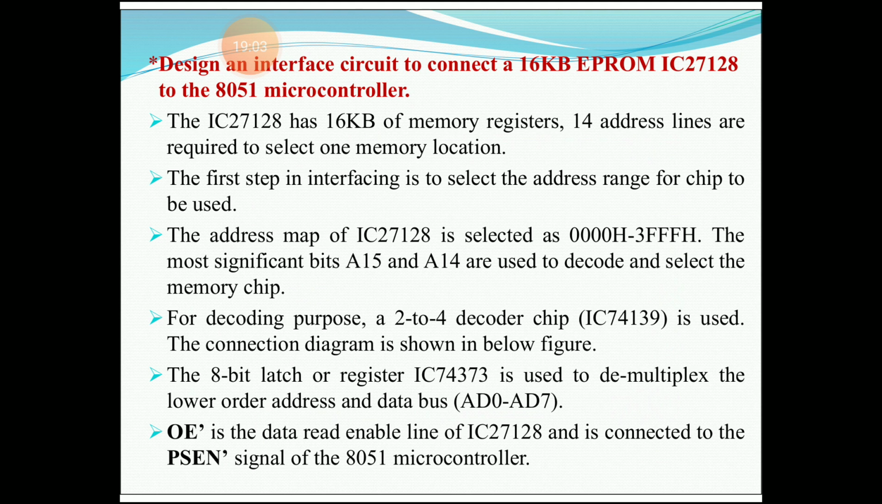The first step in interfacing is to select the address range for the chip to be used. The address map of the IC 27128 is selected as 0000H to 3FFFH. The most significant bits of the microcontroller, A15 and A14, are used to decode the chip, that is they can enable the chip. For decoding purposes, a 2 to 4 decoder chip, that is IC 74139, is used. The connection diagram of this example is shown in the below figure.